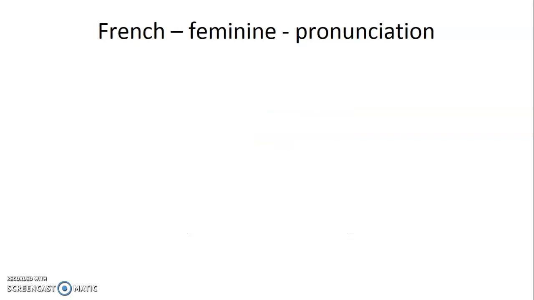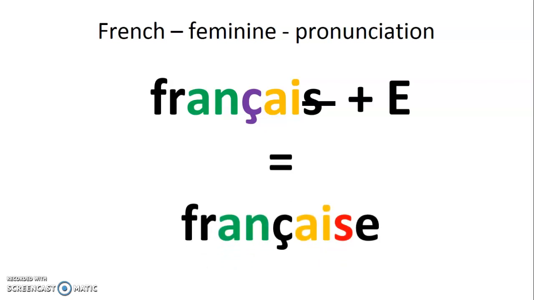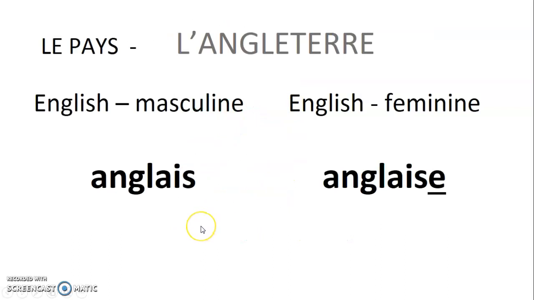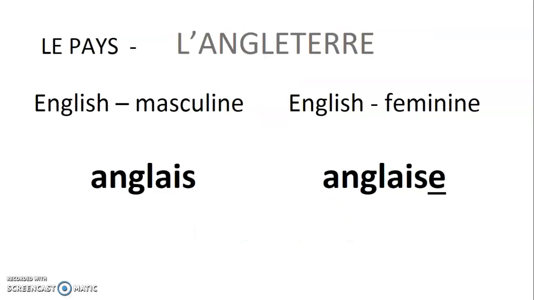Français. Now let's take a look. How do we make a feminine form? We take the français in masculine, we add an E, and then we get française. So we have the same beginning. But by adding this E, the final S, which wasn't read in masculine, is now read as Z. So française.